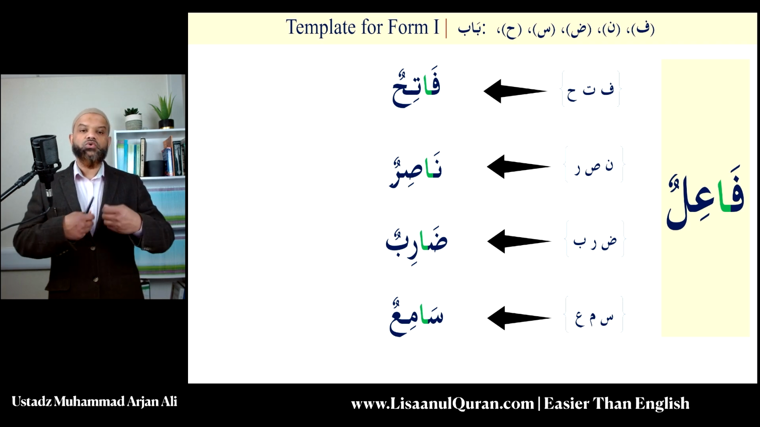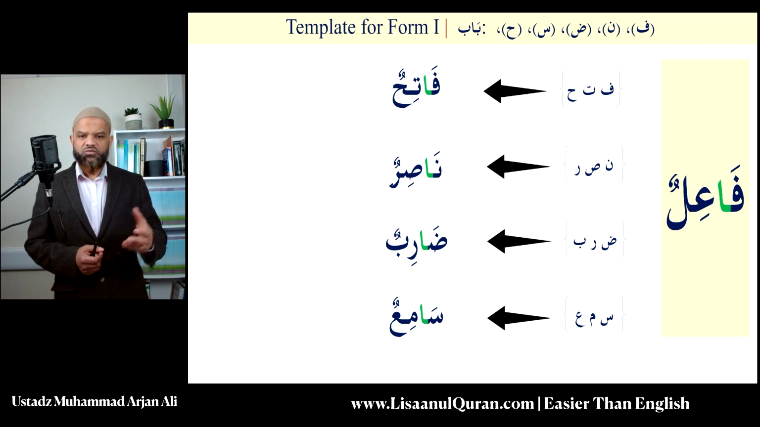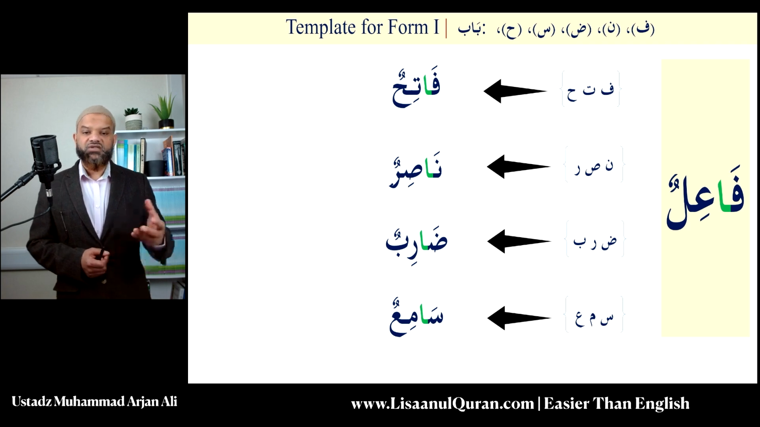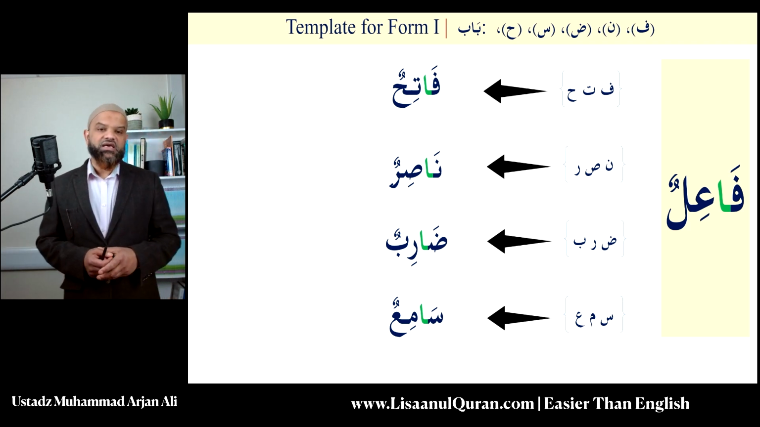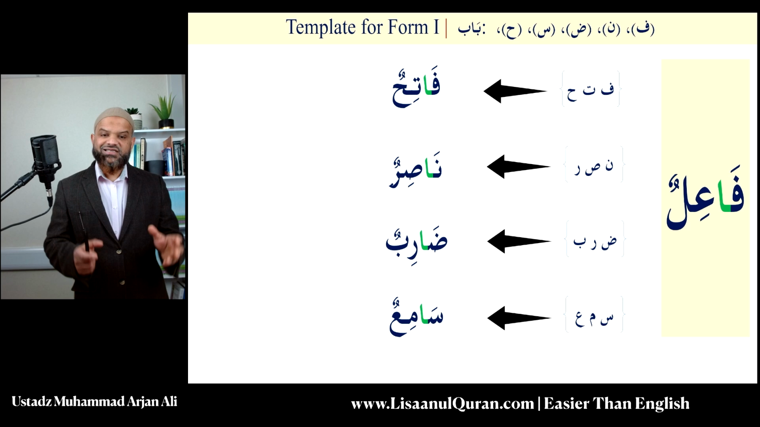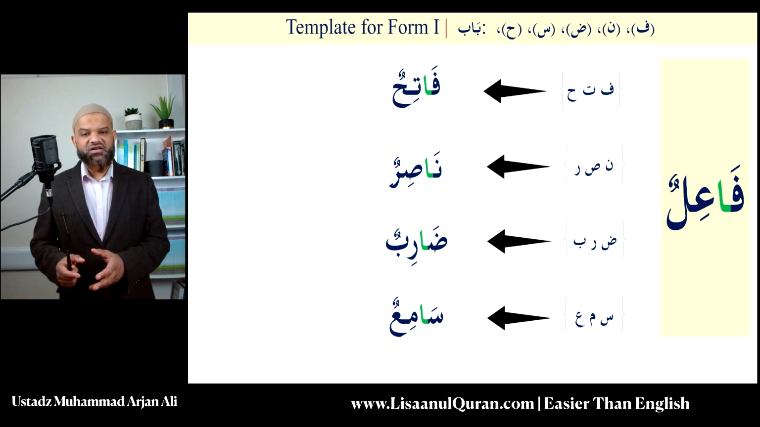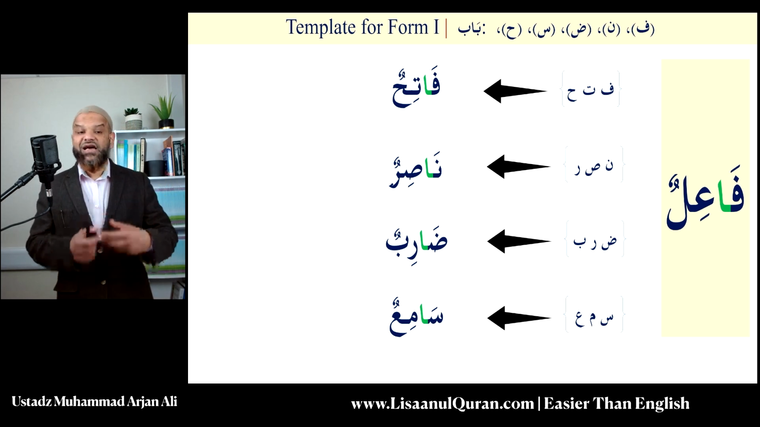So we have fatihun, opener, the one who opens, or a person who opens. Nasirun, helper, the one who helps. Daribun, hitter or striker. Sami'un, the one who hears. So you can see here now exactly the same beauty in the Arabic language, the three root letters now are yielding nouns for us.